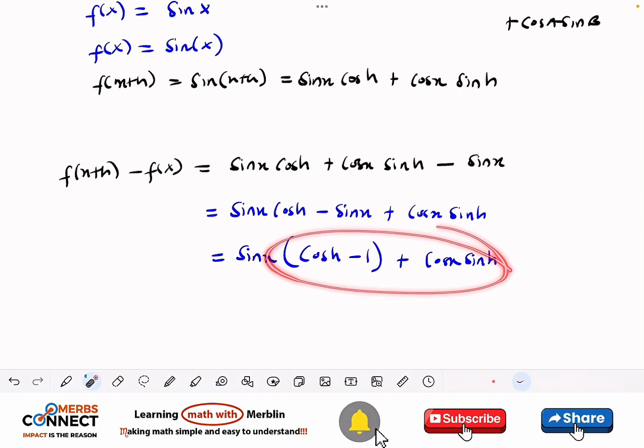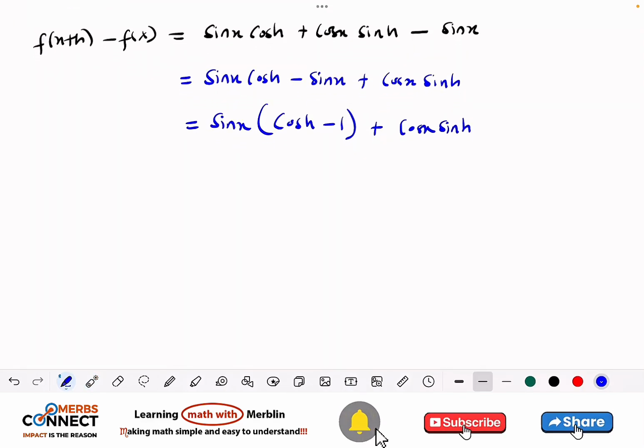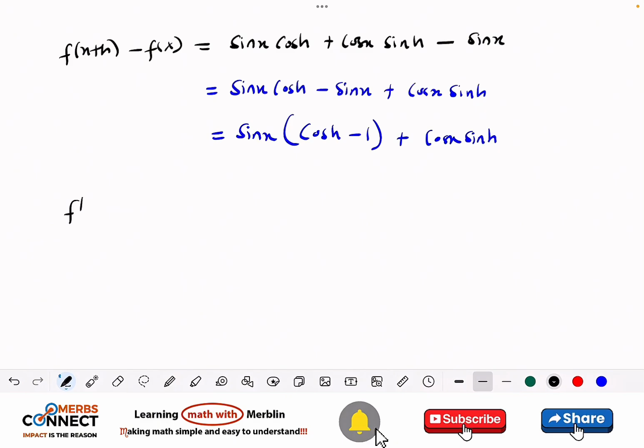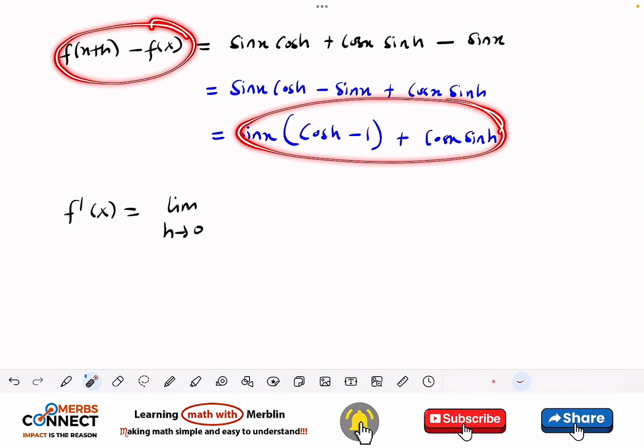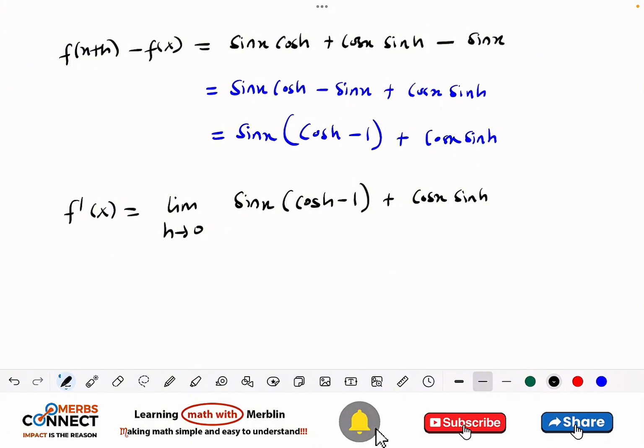So I'm now going to put this one up here. So let's do that. I'm going to have f prime of x is going to be the limit as h is approaching 0, then the top is this, which is equal to that. So I'm going to have the limit of sine x times cos h minus 1, and then plus cos x sine h, all divided by h.